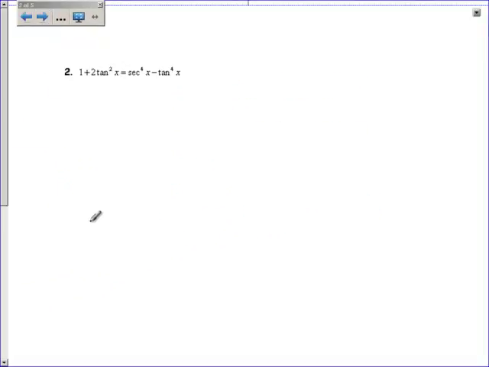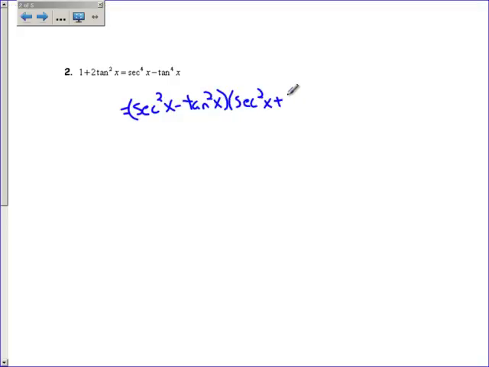Okay, second one. We're going to do 1 plus 2 tangent squared equals secant to the fourth minus tangent to the fourth. And I think that the right-hand side looks the most complicated here. So I am going to start with the right-hand side, and I am going to factor. This is a difference of squares. That is secant squared x minus tangent squared x times secant squared x plus tangent squared x. You can multiply those back through if you don't believe that.